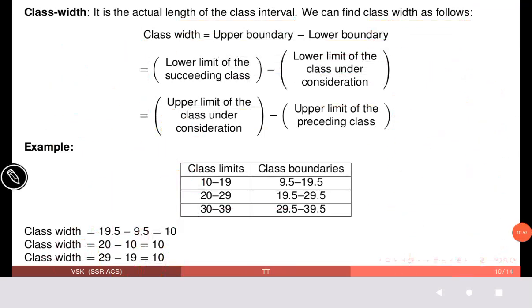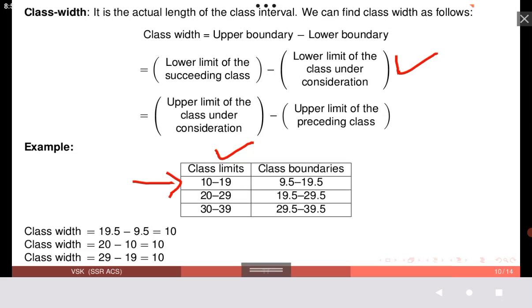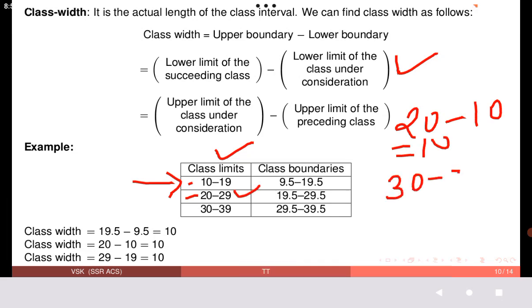Now in case of inclusive, you can see this is the example of inclusive. What we'll have to do? Lower limit of the succeeding class minus lower limit of the class under consideration. For the class interval we are talking about, the lower limit of the succeeding class, that is 20, minus the lower limit of the class under consideration, so it will be 20 minus 10, which is 10. Similarly, for this class interval it is 30 minus 20, the same way.